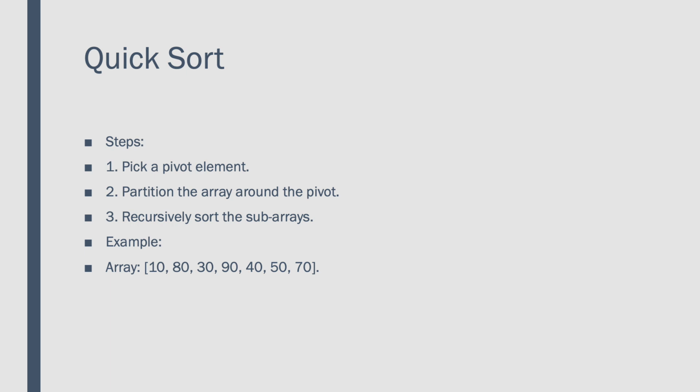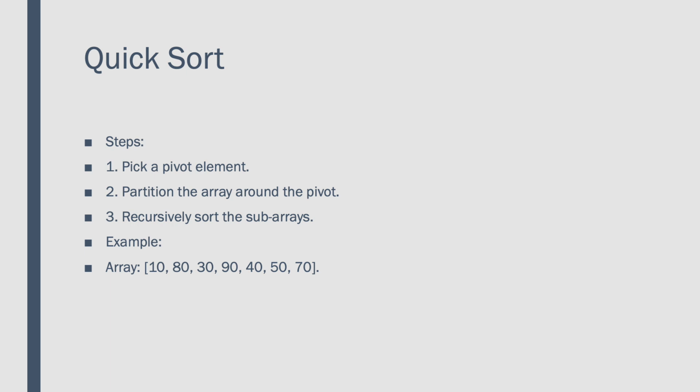Second, we partition the array around the pivot. Elements smaller than the pivot are moved to its left, and elements greater than the pivot are moved to its right. This is how we do the partition in quicksort. Third, we recursively sort the subarrays. The process repeats recursively for the left and right subarrays until the entire array is sorted.